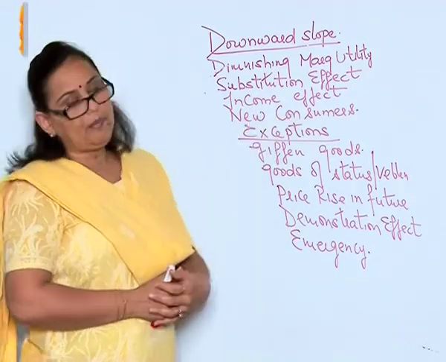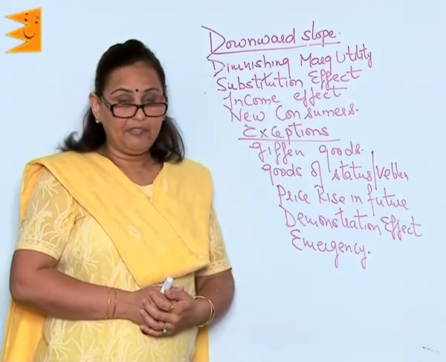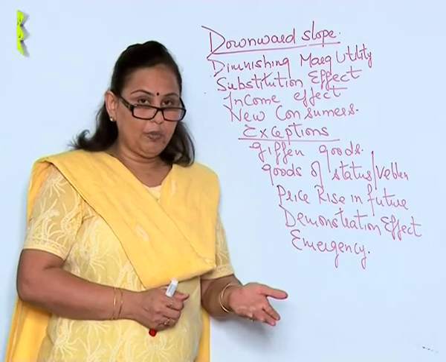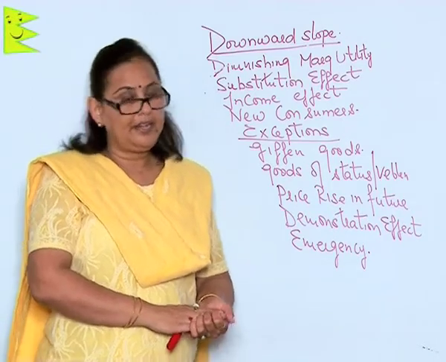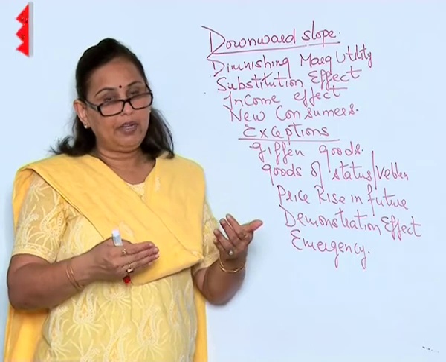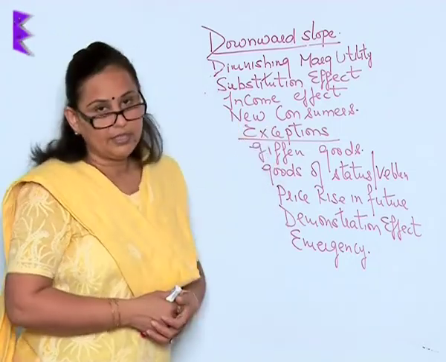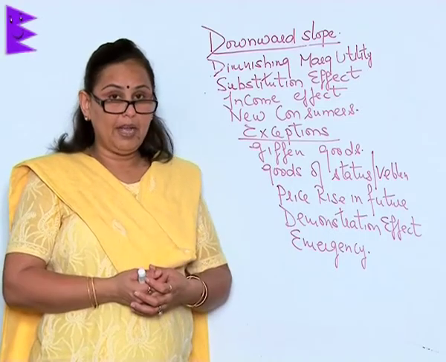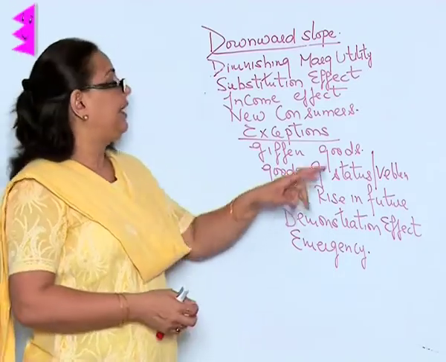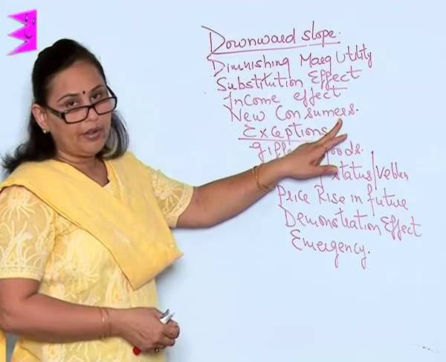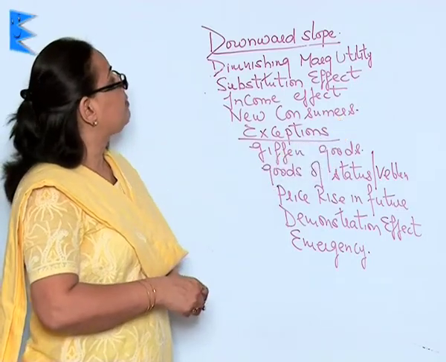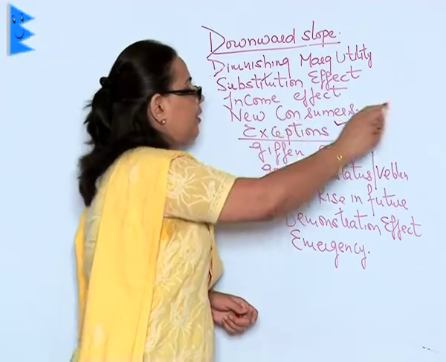Next is the income effect. If the income of the consumer falls, then naturally he will not buy. So, next is new consumers. When there are new consumers in the market, what happens? They tend to buy more. So, all this makes it a downward slope.